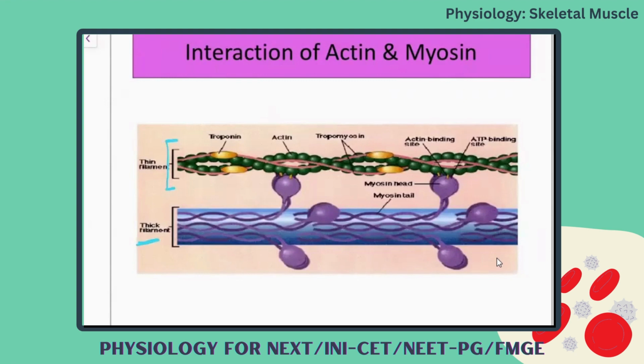Thick filament, A band, which is having only the thin filaments, I band. What is H zone? The center of the thick filament, that is the A band, which contains only the myosin. Okay, so this is the structure of the thick filament.